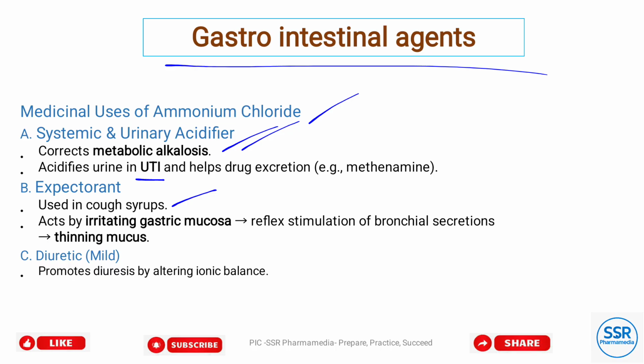It removes the sputum from the lungs by irritating the gastric mucosa, and it produces reflex stimulation of bronchial secretions, thereby thinning the mucus. And it's used as a diuretic. Diuretic means increasing the urine output, promoting diuresis by altering ionic balances.